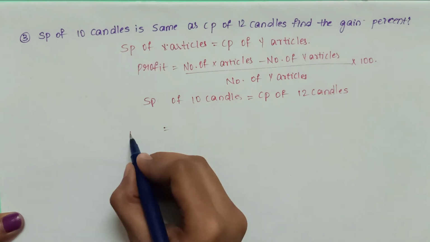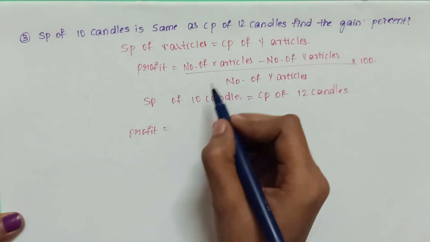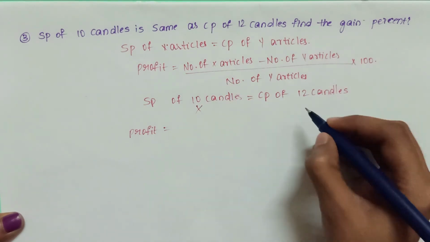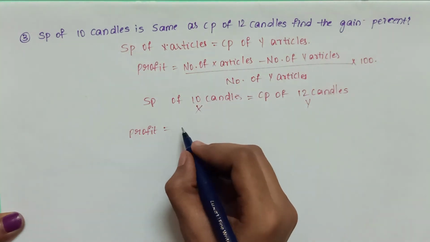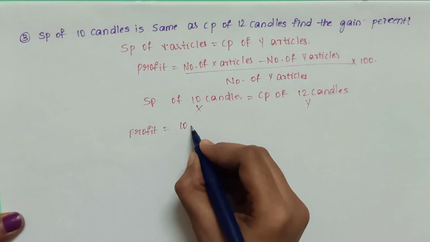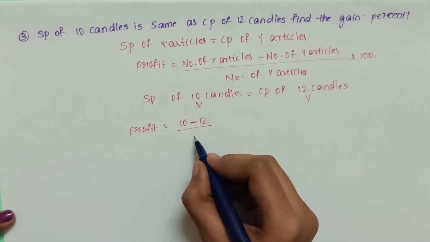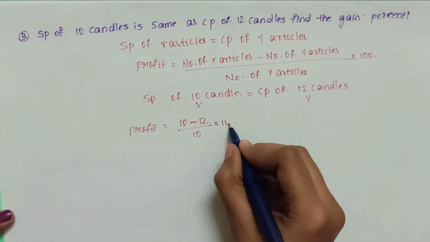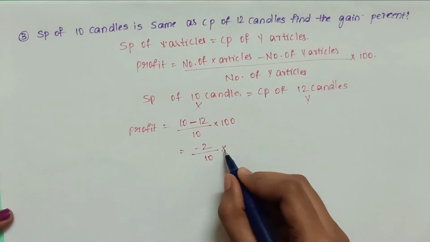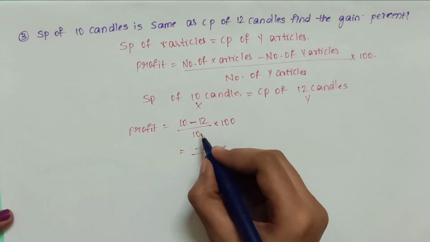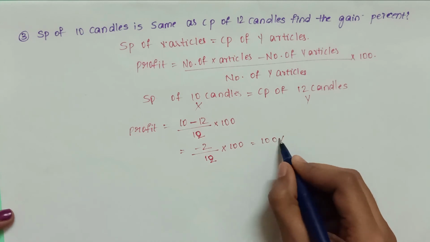Here SP of 10 candles is the same as, that means equal to, CP of 12 candles. That means profit is equal to number of X candles, so we take this as X and this as Y. So number of X articles means 10, minus 12, by number of Y candles, which is 10, into 100. If we calculate, we'll get minus 2 by 10 into 12 into 100. If we calculate, we'll get 100%.